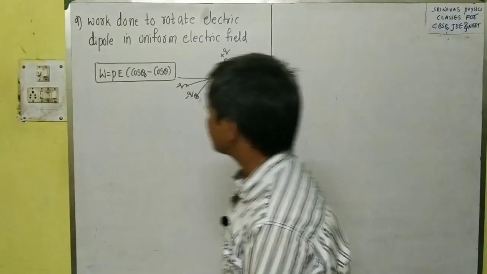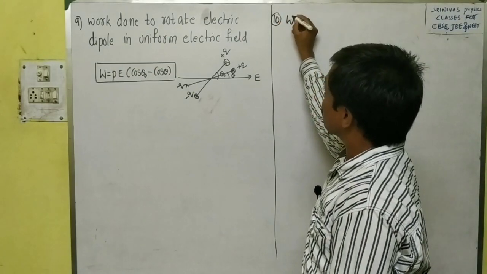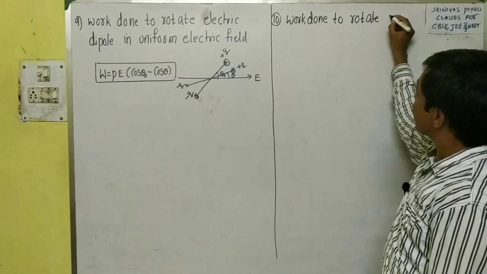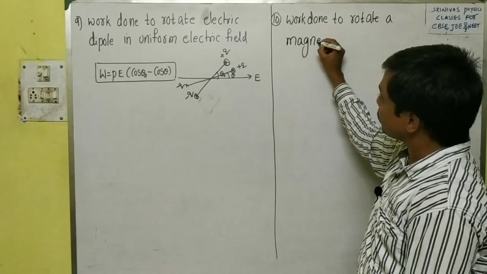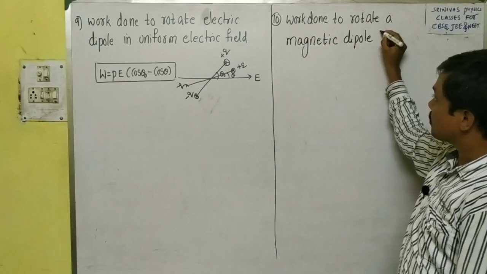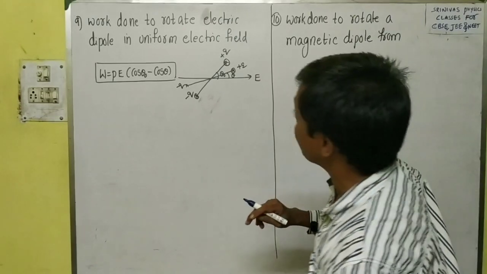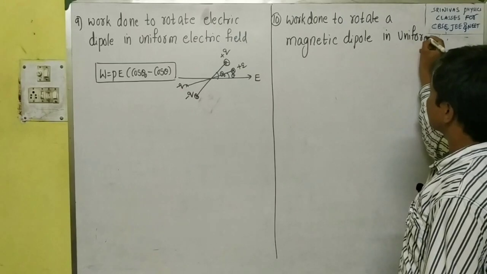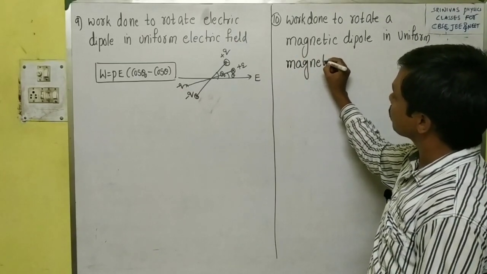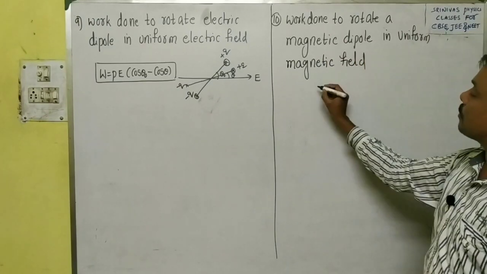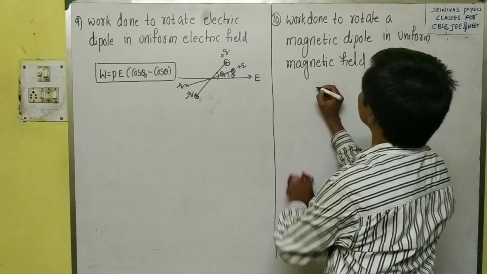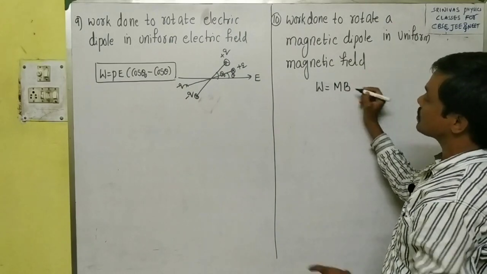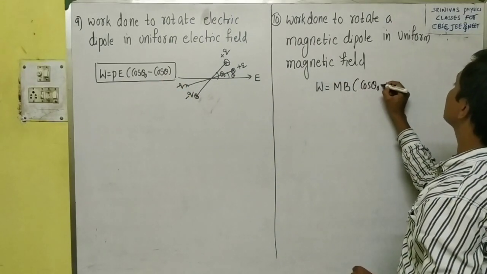The same formula I am going to write in magnetism. How will it be there? Work done to rotate a magnetic dipole in a uniform magnetic field. In that work formula, instead of electric dipole moment, magnetic dipole moment will come. Instead of electric field, magnetic field will come. The angles are the same: cos theta naught minus cos theta.